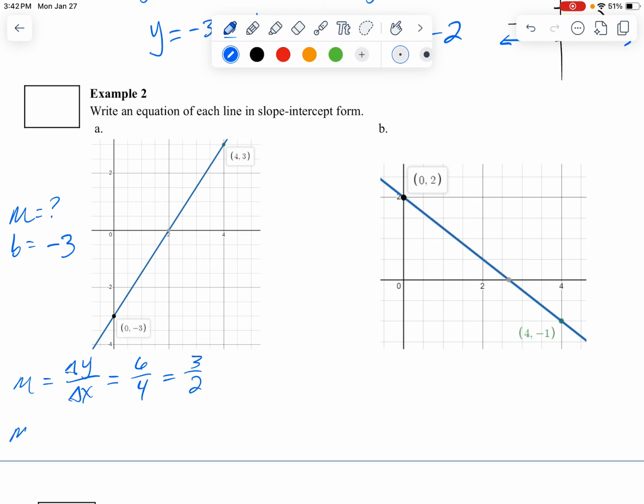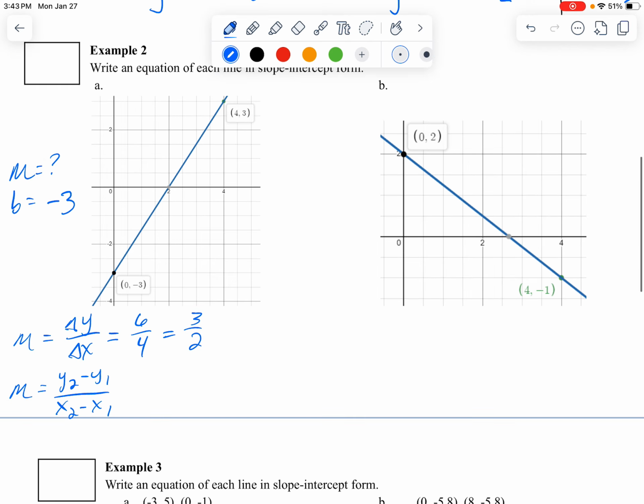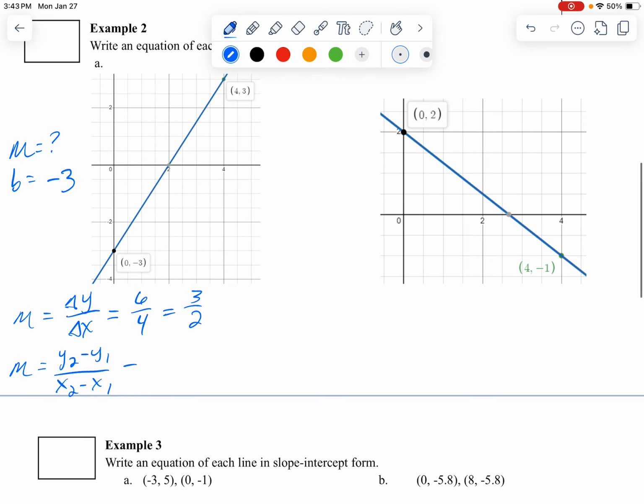Or we can use the coordinates. Remember y2, getting a little crunched here on my page, y2 minus y1 over x2 minus x1. So I've just got my two coordinates here, right? This is an x and a y, so I'd call that x1, y1. And this is my second point, so x2, y2. So if I plug those values in here, I've got 3 minus negative 3 over 4 minus 0, or 6 over 4, which again, we should reduce to 3 over 2.